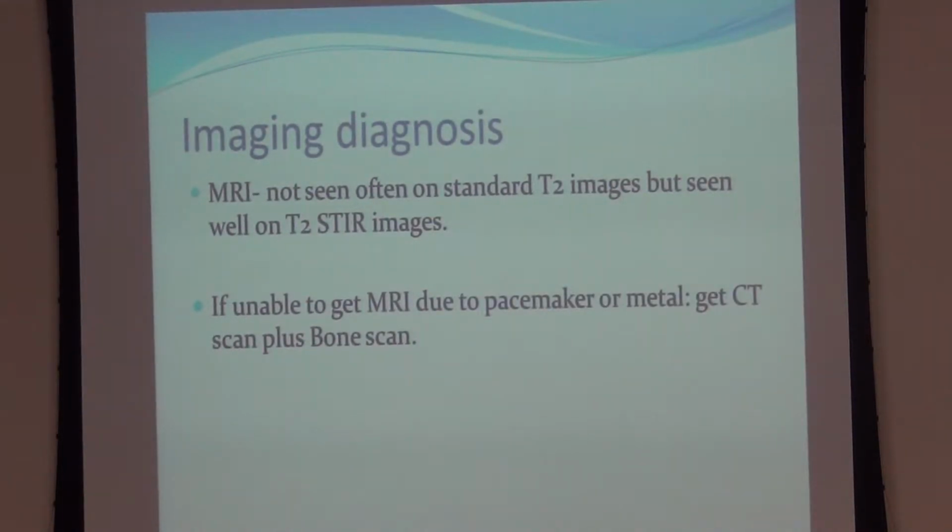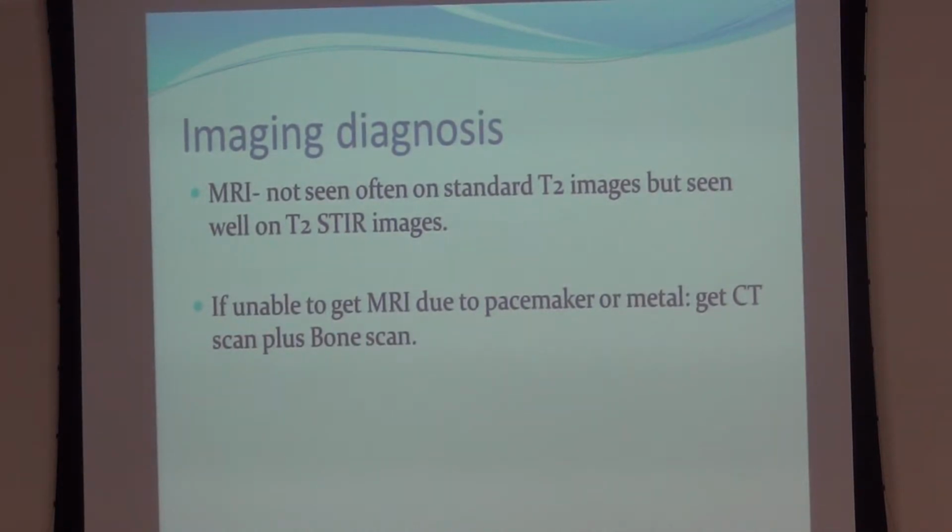Imaging diagnosis: MRI is typically what we would get to assess for an acute fracture versus a non-acute fracture. On standard T2 images, you often can't really see any difference on any fracture. You have to look at T2 STIR images or other images to identify an acute fracture. You can also see these on plain films in your office, or if there are any changes from prior films, or a CT scan could also give you some information about the acute fracture.